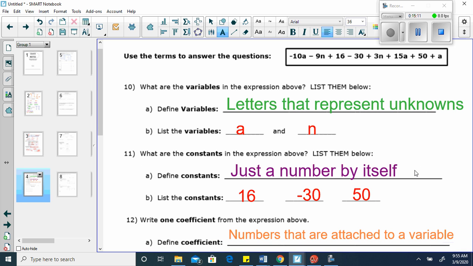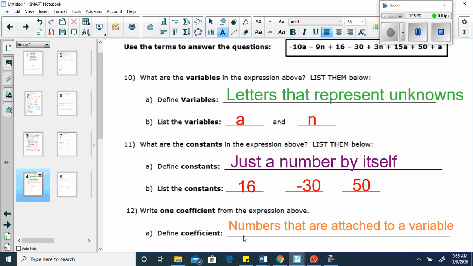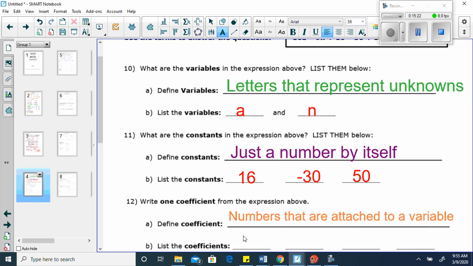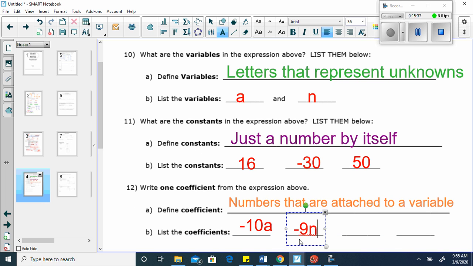Whereas coefficients are numbers that are attached to a variable. They are the numbers in front of the variable. Okay? So being multiplied. So given this problem, what are the coefficients here? Good, negative 10a, negative 9n, 3n, and 15a.